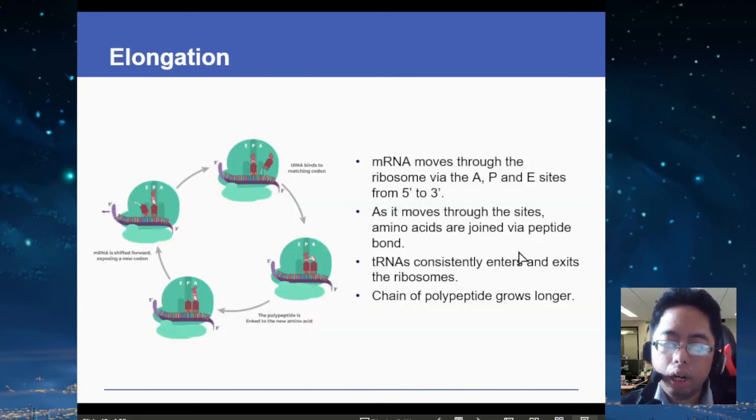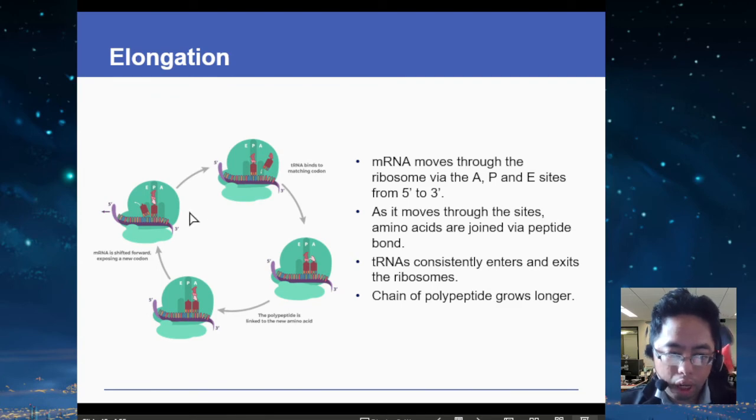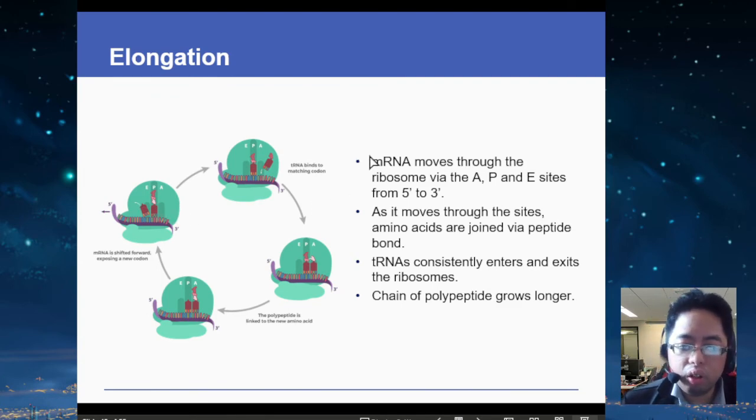Elongation. mRNA moves to the ribosome via the A, P, and E sites from 5' to 3'. As you can see, this is the snowman shape. So you have A, P, E sites. First of all, mRNA starts with A. And if it is in A, tRNA will bind.